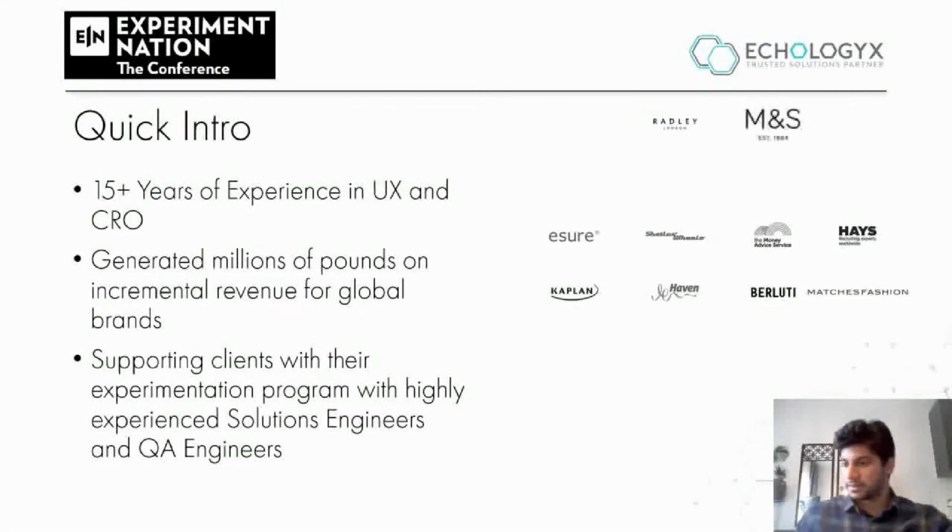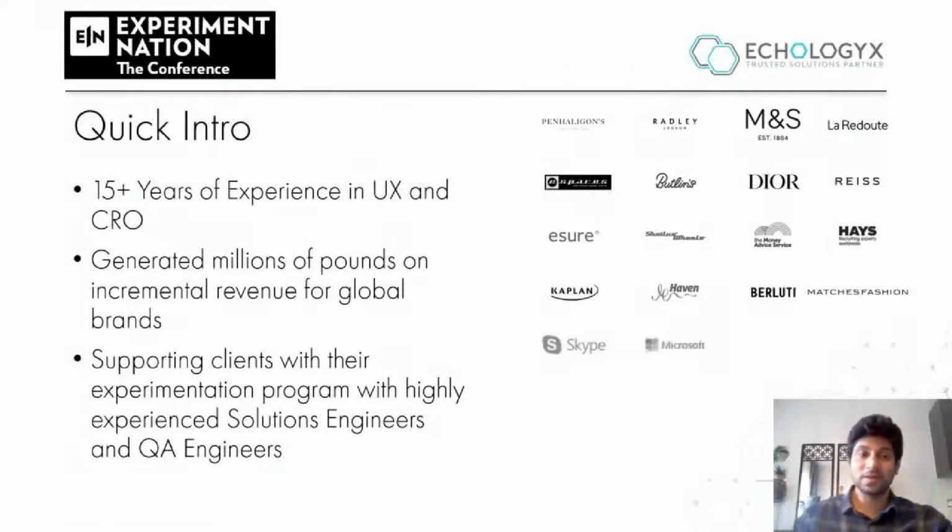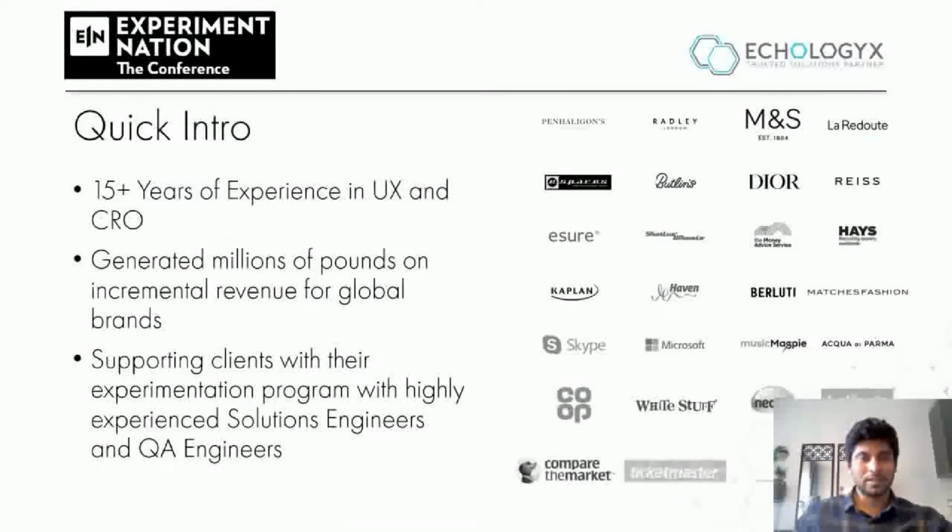I have been working in the UX and CRO industry over the last 15 years or so. Worked across different agencies, worked with major global brands, helping them to increase their revenue by multi-million dollars, by doing research, strategy, A/B testing, conversion and optimization, experimentation, you name it.